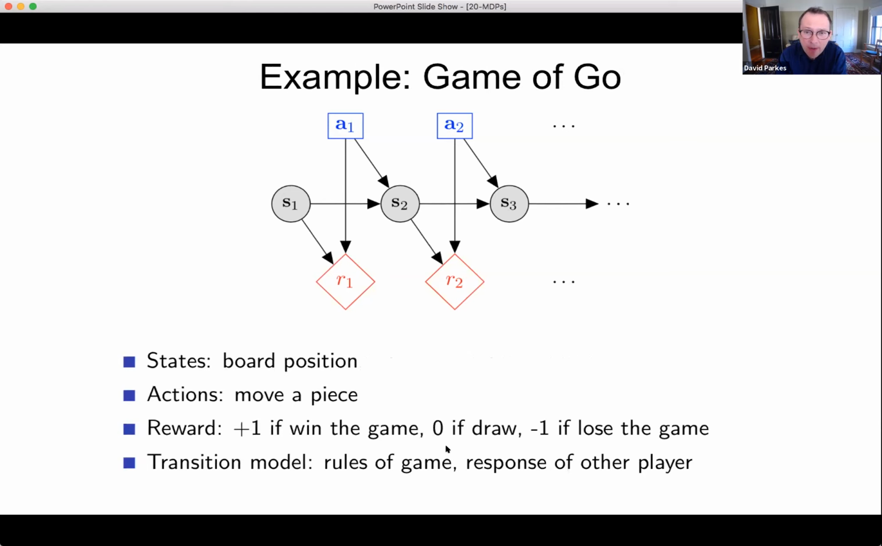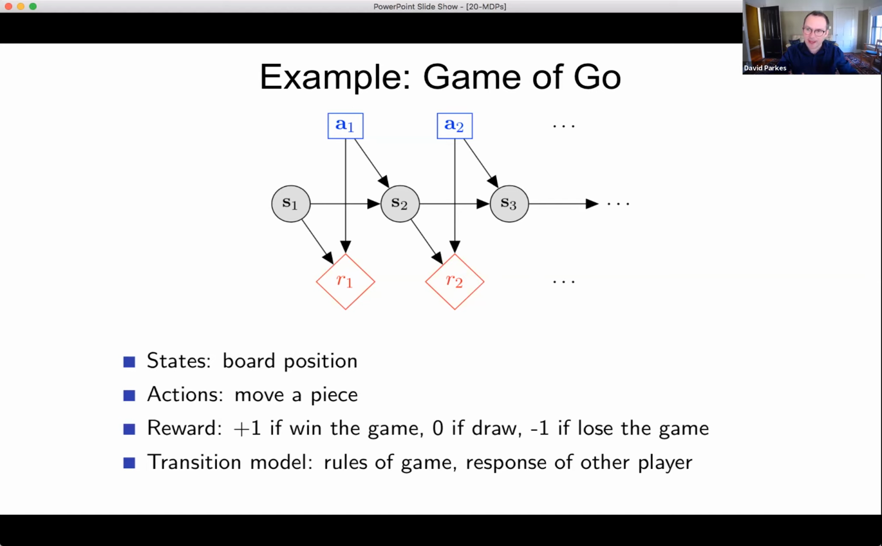Or we can think about Go. You will probably know that RL, reinforcement learning, was used in 2016 to beat the world champion at Go. Here, the states would be the board position. The actions would be move a piece. The reward would be a +1 in a win state, a 0 in a draw state, a -1 in a lose state. Notice that in a game like this, you only get rewards a long way into the future.